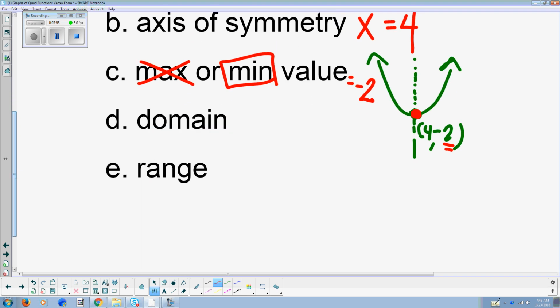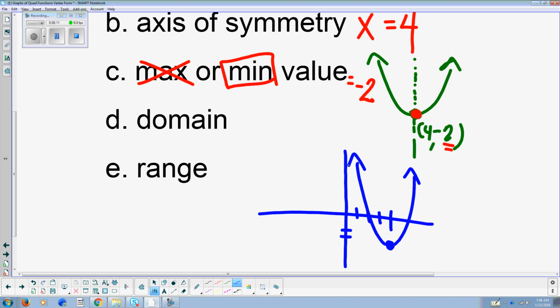So I'm going to give you a nice little sketch now. We've got a vertex at the ordered pair 4, negative 2. We've got a parabola that's smiling. This is as accurate as I need your graphs to be right now. I need to know where the vertex is and then know if it smiles or frowns. This is smiling. For domain, we've talked about the fact that domain means x's.